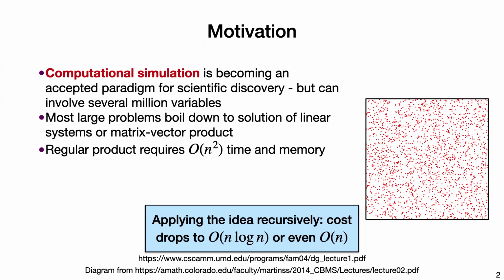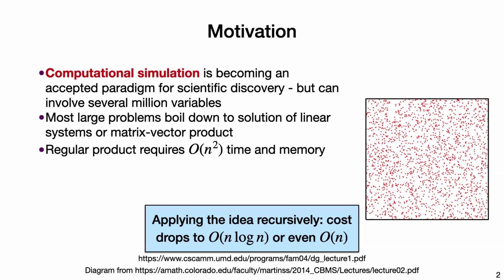And often these computational simulations can be really big, like several million variables or even more, so they need to be fast. Most large problems, like we saw in FFT, boil down to a matrix vector product. There are different kinds of matrix vector product, and FFT has a specific structure. I see n-body as similar to FFT in the sense that it is a matrix vector product, but with a different kind of structure than FFT. And like from last time, if you just naively do the product, it will take n squared time.